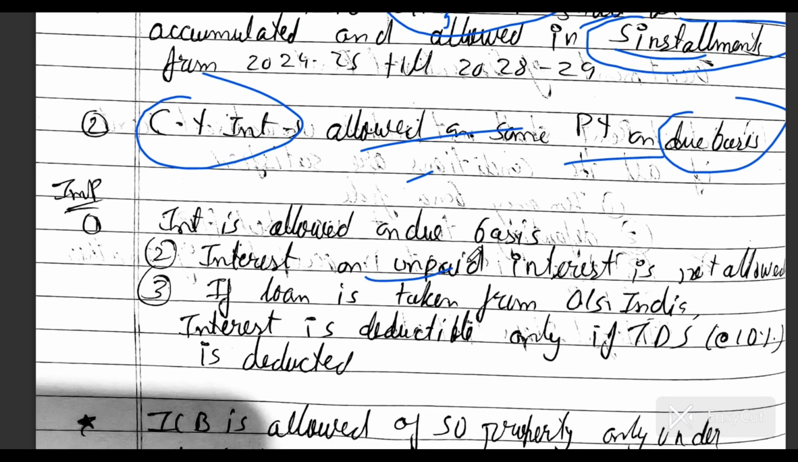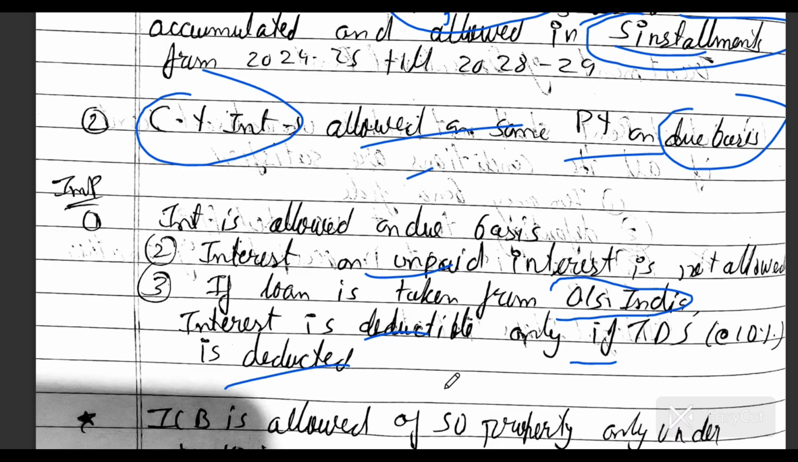Interest on unpaid interest: for example, if you have taken a loan for the interest amount and you have not paid the interest, then it is not allowed. If you have taken a loan from outside India, then interest must have TDS deducted. You have to allow the interest only if TDS is deducted.